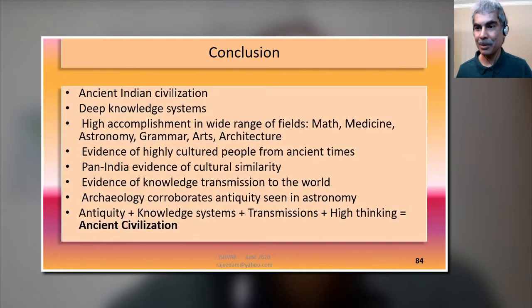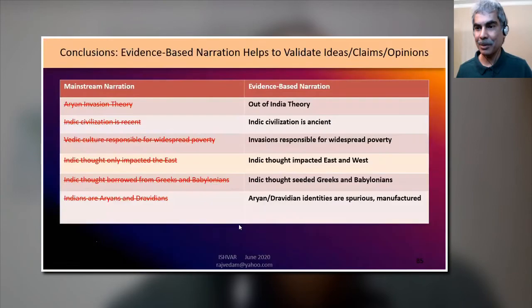So it shows that you have transcended your narrow requirements and are thinking of community, not just community of your country, not just country, but the entire world or the entire cosmos. That shows highly cultured people from ancient times. And we see throughout India, there is evidence of cultural similarity. I've shown you some hint of knowledge transmission to the world. Archaeology is corroborating some of the antiquity seen in astronomy. So I'm saying antiquity plus knowledge system plus transmission plus high thinking, that is the evidence for the ancient civilization of India.